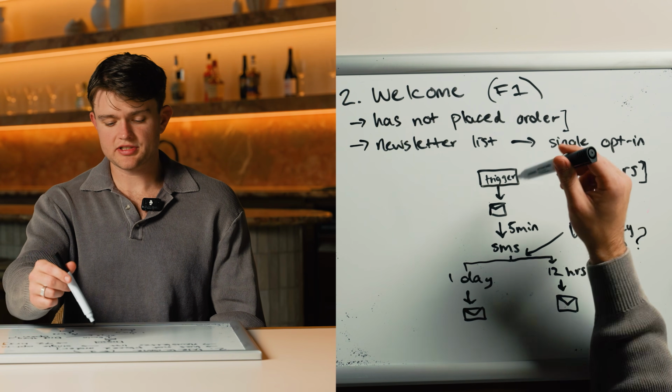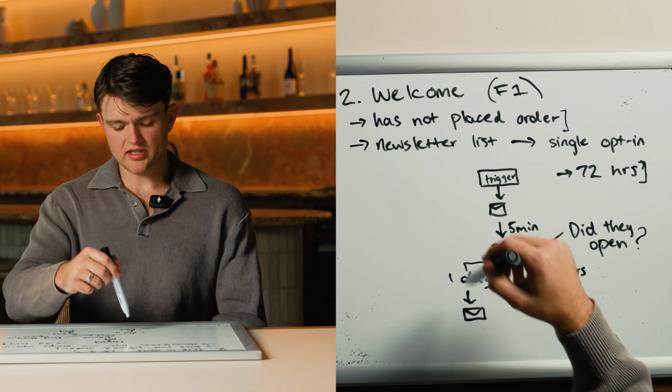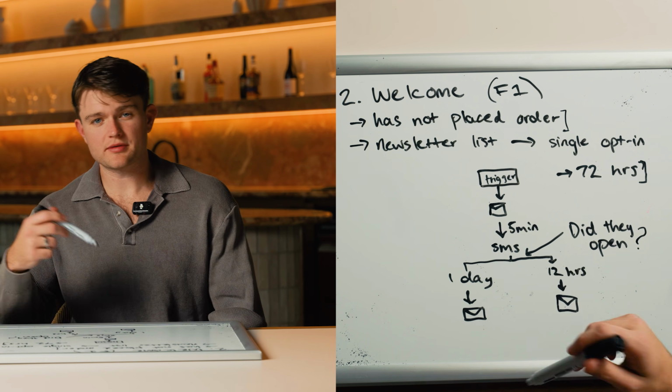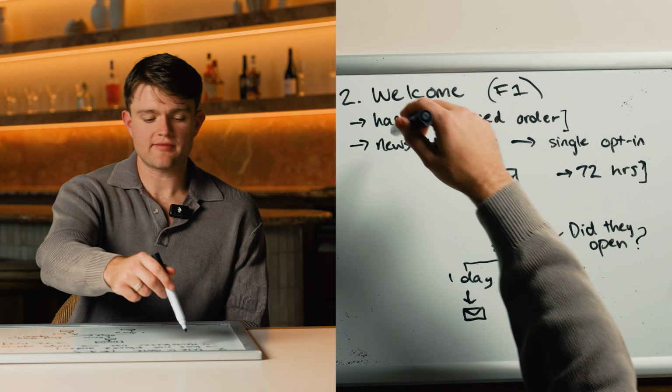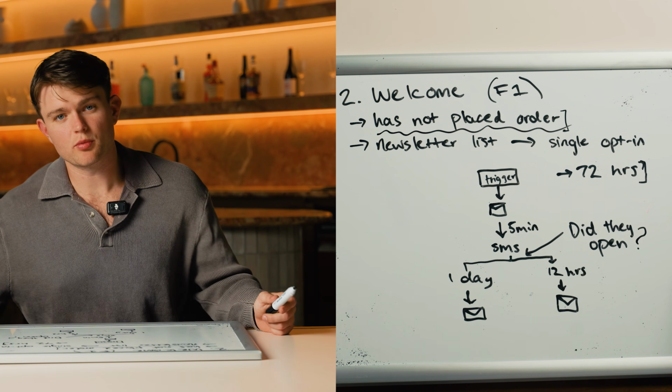You trigger it based on the list inclusion, send an email, send an SMS within 5 minutes of each other. If they did open, 1 day later, we start sending emails daily until they purchase. If they didn't open, we just wait 12 hours and make sure we get back in front of them again. And remember, we have this has not placed order filter on the welcome flow. So as soon as someone places an order, they get removed from the welcome flow altogether.